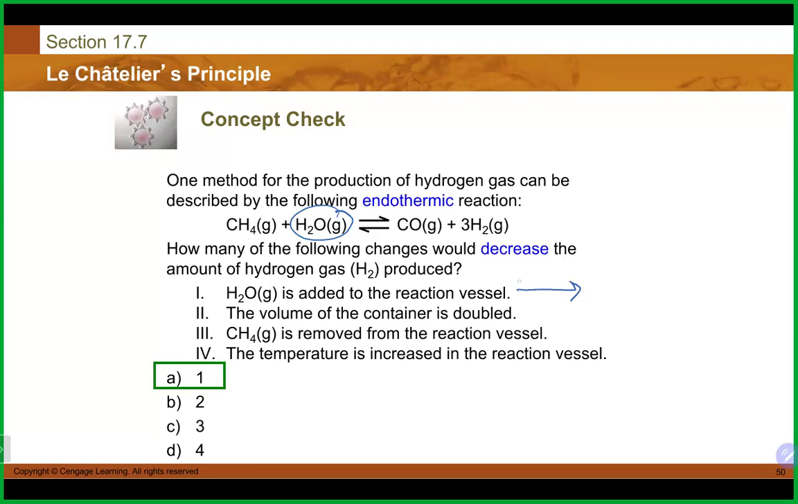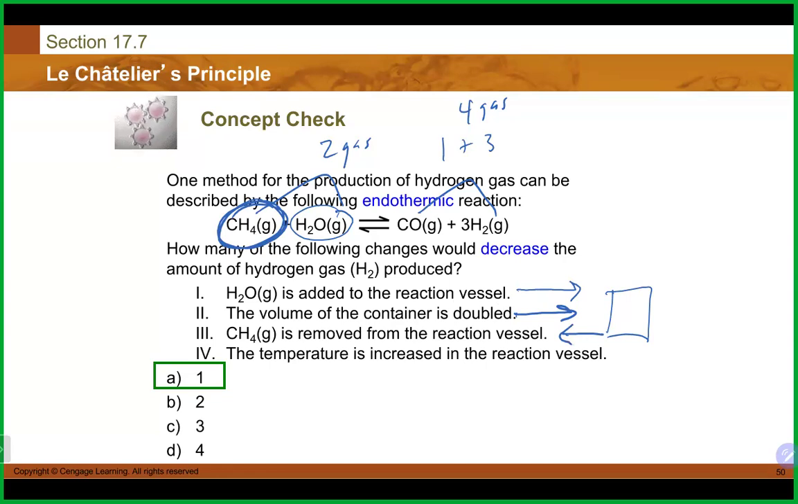The volume of the container is doubled. So that means the volume gets larger, which means we need more gas molecules in this case. On the left-hand side here, 2 gas molecules. Right-hand side, 1 plus 3 is 4 gas molecules. So that should cause it to shift towards the side with more gas molecules, and that would be to the right. CH4 is removed. CH4 is a reactant. That's going to cause a hole on the reactant side, and it's going to shift towards it.